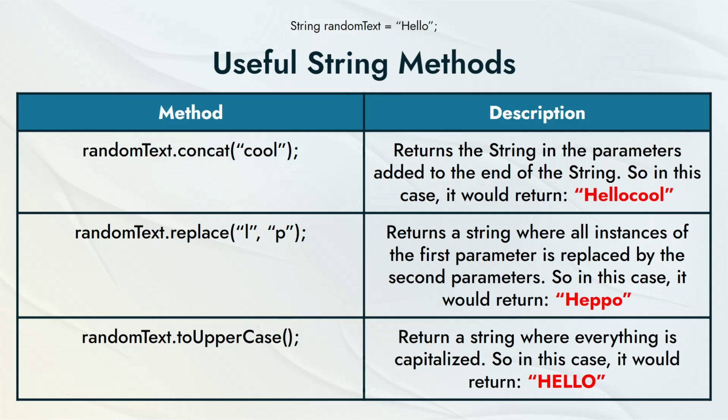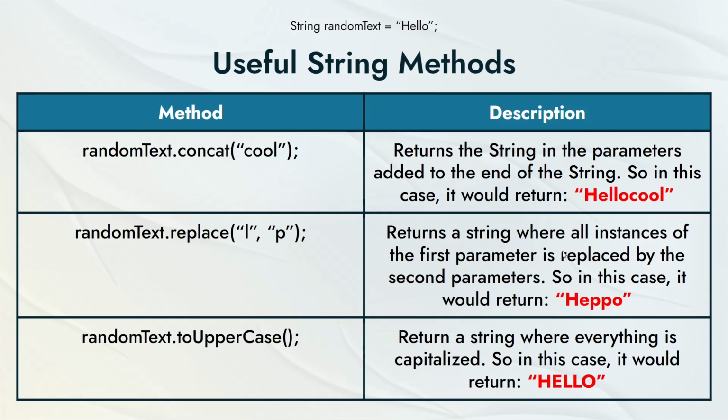So, we have a method called randomText.concat("cool"). What the concat method does is return the string or parameters added to the end of the string. So you don't have to do string concatenation like this. You can simply say randomText, which is this, dot concat cool. In this case, it will return "hellocool", and there would be no space because Java doesn't add your spaces.